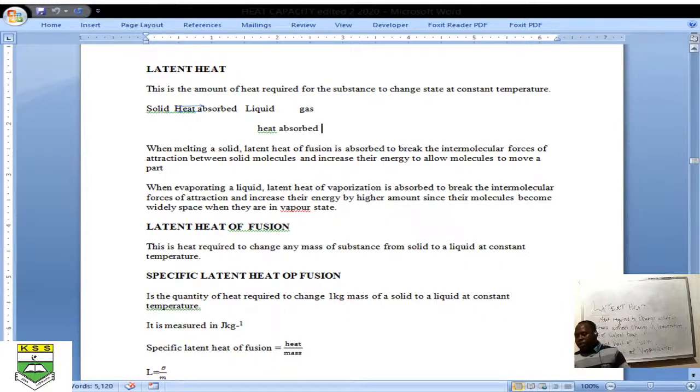Now, when it comes to evaporating a liquid, we have what we call latent heat of vaporization. This latent heat of vaporization is also absorbed to break the intermolecular forces of attraction between the molecules.